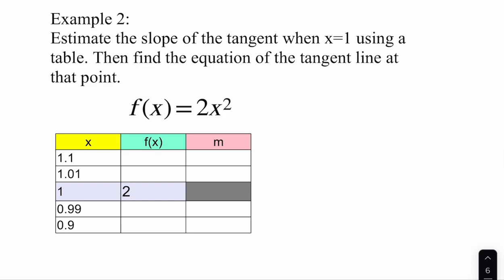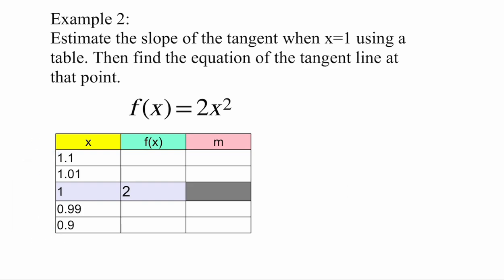So in this example, it says estimate the slope of the tangent when x is 1 using a table, and then we're going to find the equation of the tangent line at the point that was given. So if x is 1 and our equation is f of x equals 2x squared, you'll notice I've already told you that f of x is 2. 2 times 1 squared is 2, last I checked. What we're going to do is we are going to get super close, okay? So first, let's do the 1/10 away.